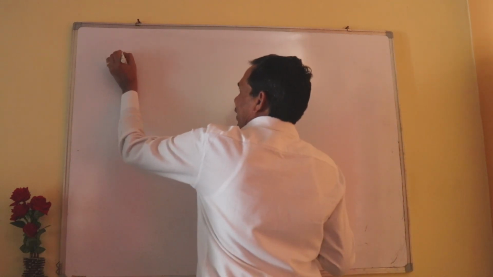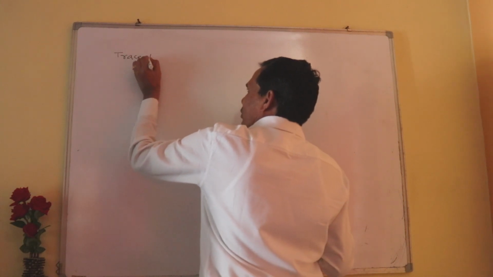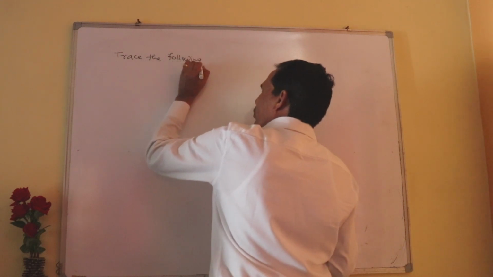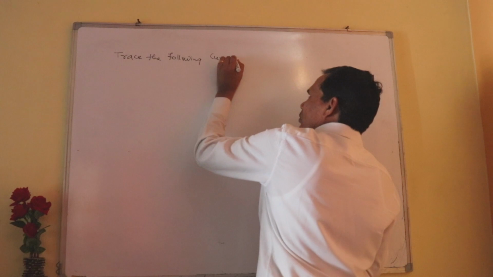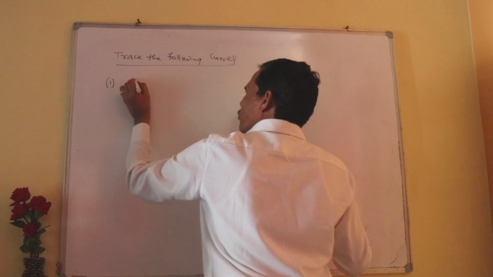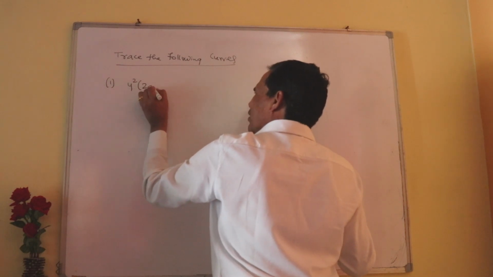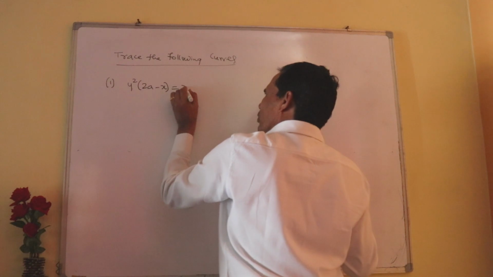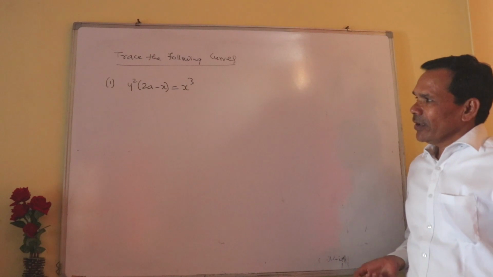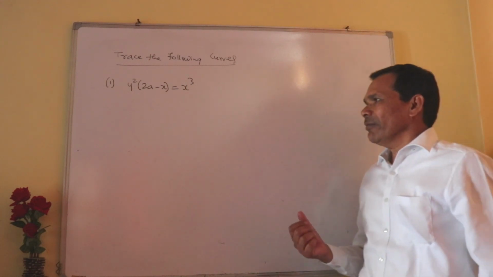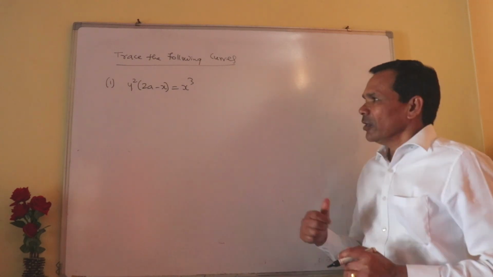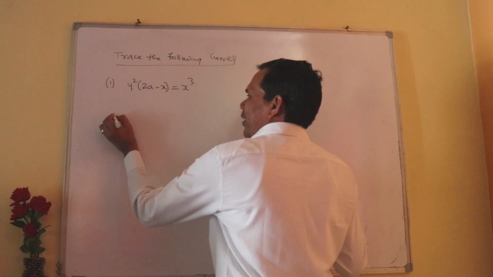Now we trace some curves. The first one: trace the following curve, y square into (2a minus x) is equal to x cube. This is a Cartesian equation in x and y, and we are going to judge its shape from the points discussed in the procedure. The first point is symmetry.